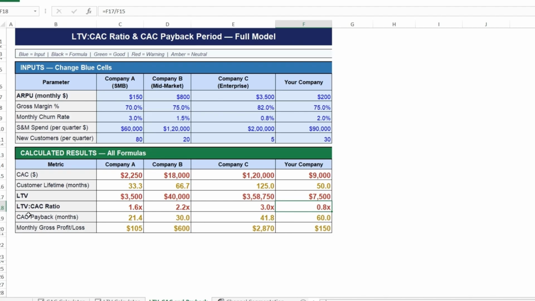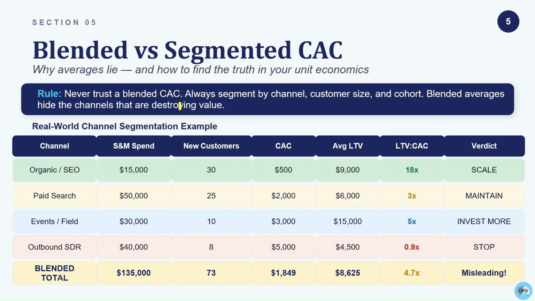In case of CAC payback, our company is again doing very badly. The best company performing here is company A. Now let's talk about blended versus segmented CAC.